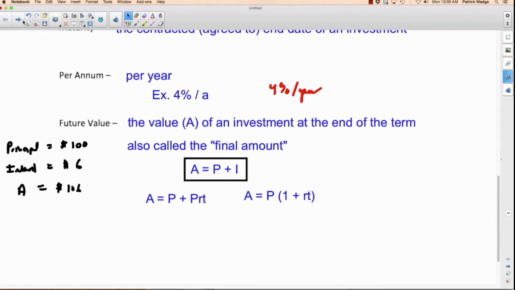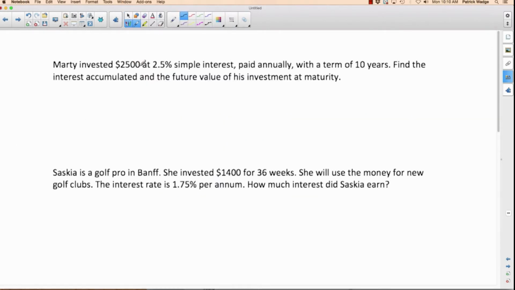Okay, let's do some questions. All right, Marty invested $2,500 at 2.5% simple interest. It's paid annually with a term of 10 years. Find the interest accumulated and the future value of his investment at maturity. So there's two things to find here, interest and future value. I'm going to write this for probably every single one of the questions.